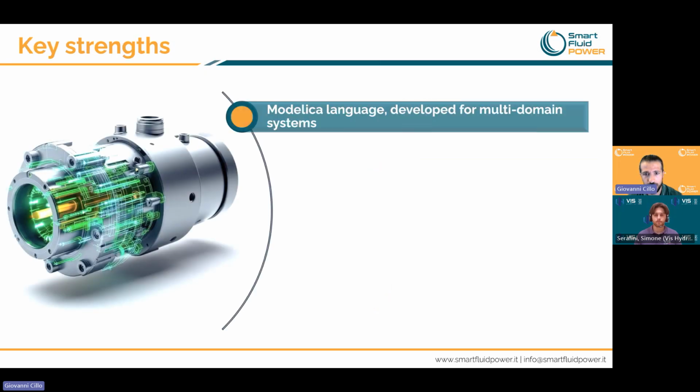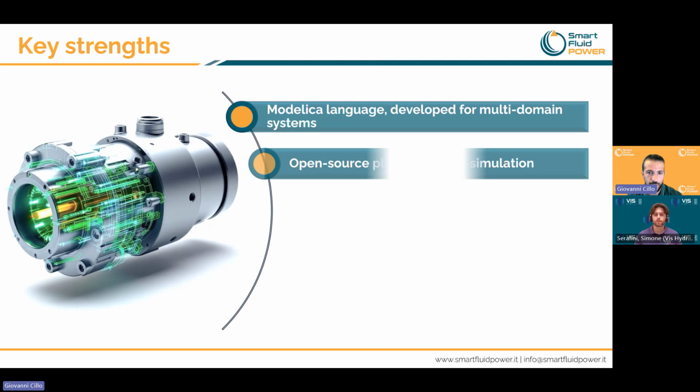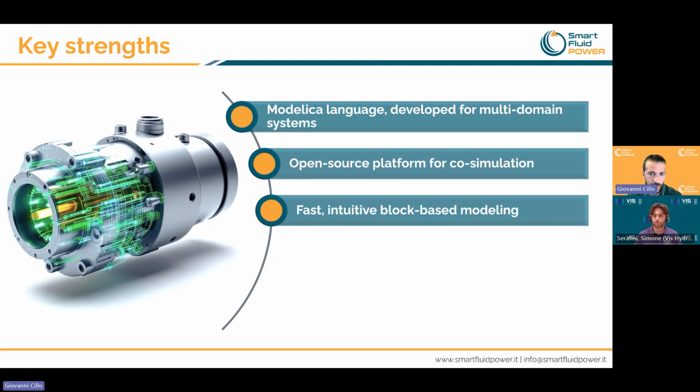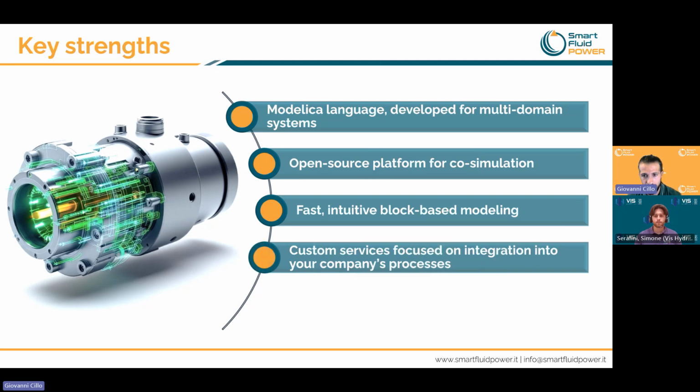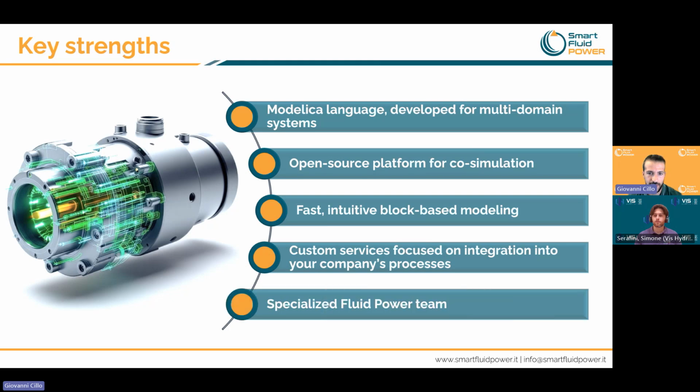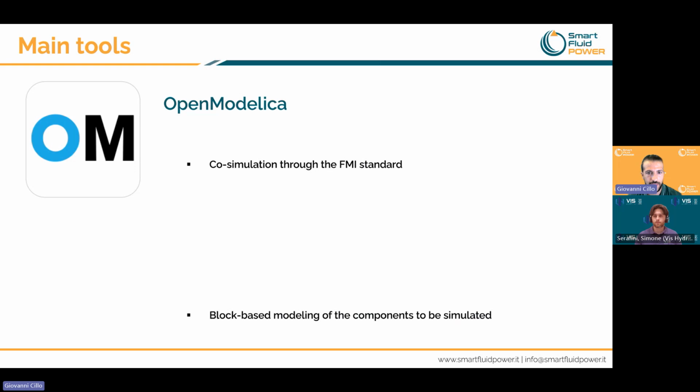Our main strengths are based on the use of the Modelica language within an open source environment that is created for multi-domain systems. This environment promotes co-simulation through model exchange using the FMI standard. We adopt a block-based modeling approach, which is fast, intuitive, and based on lumped parameters. SmartFluidPower provides custom services dedicated to the software integration into company processes, and as I said, our team is completely specialized in fluid power. So our main tools are OpenModelica, an open source environment for dynamic simulation of multi-domain systems that promotes co-simulation through the FMI standard.